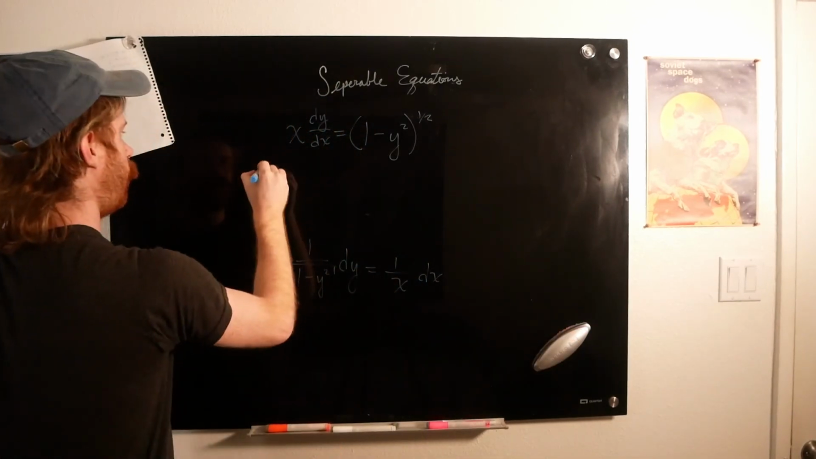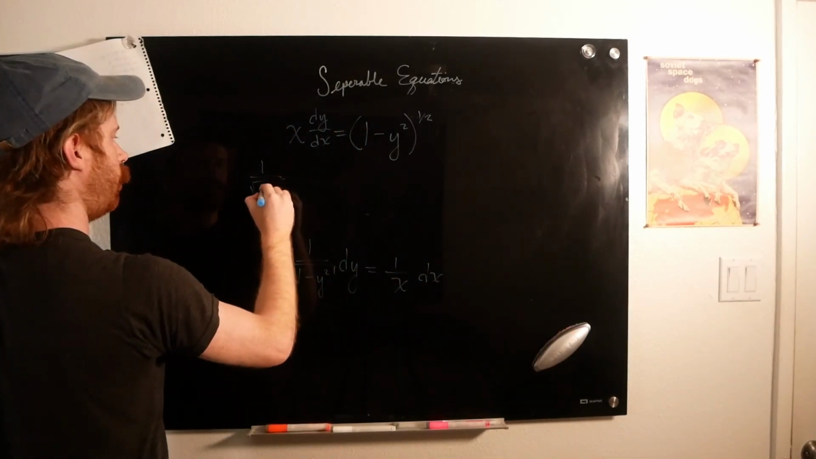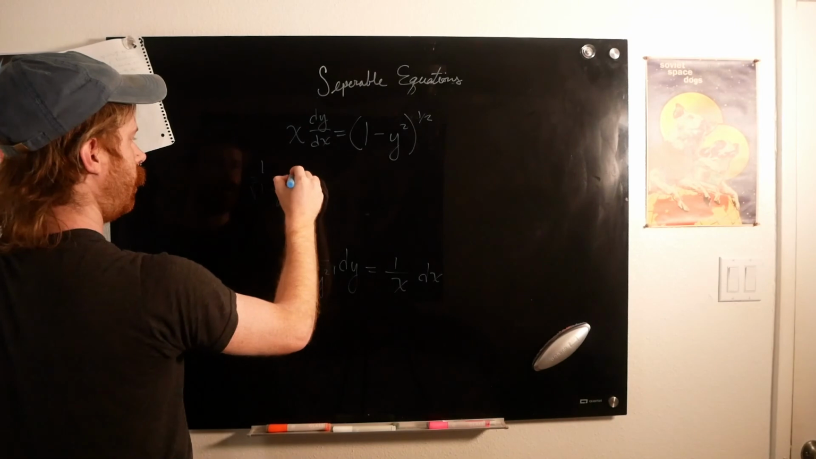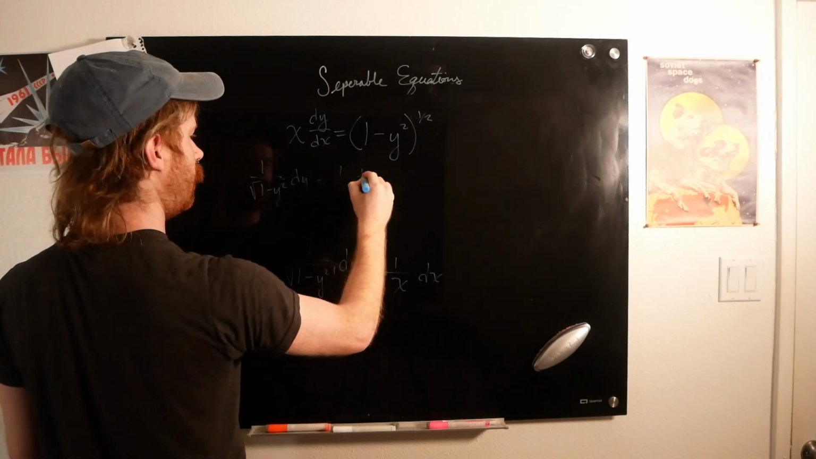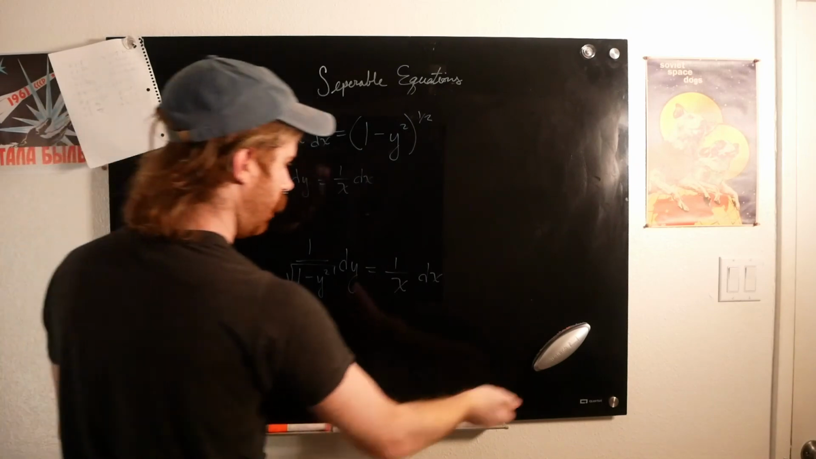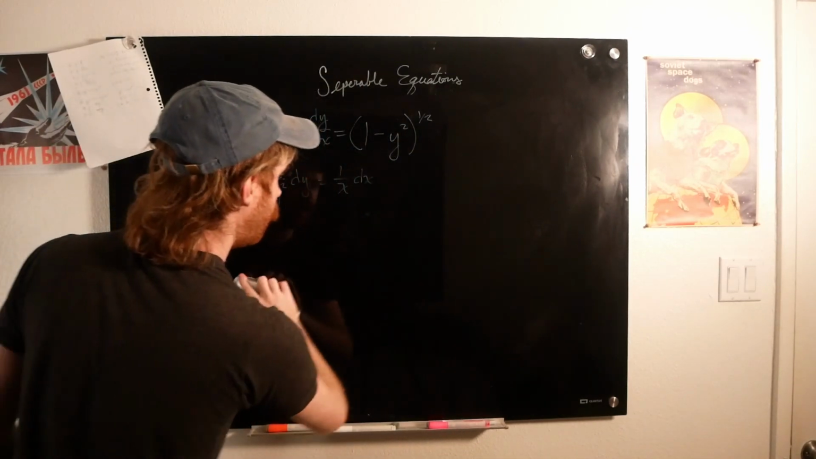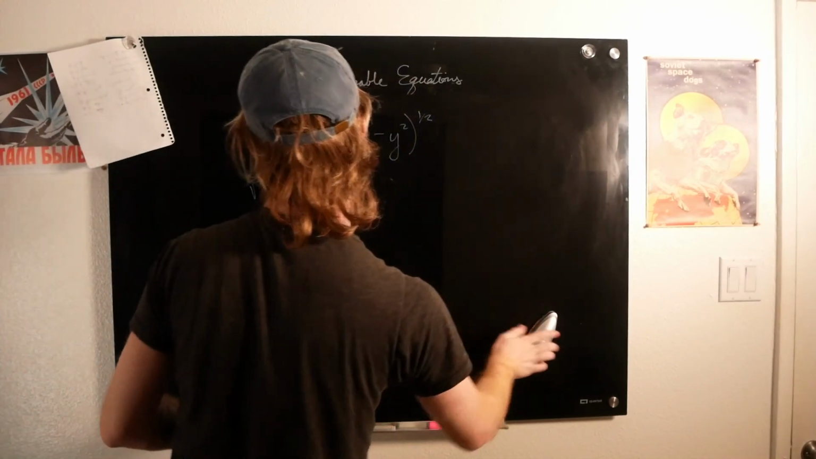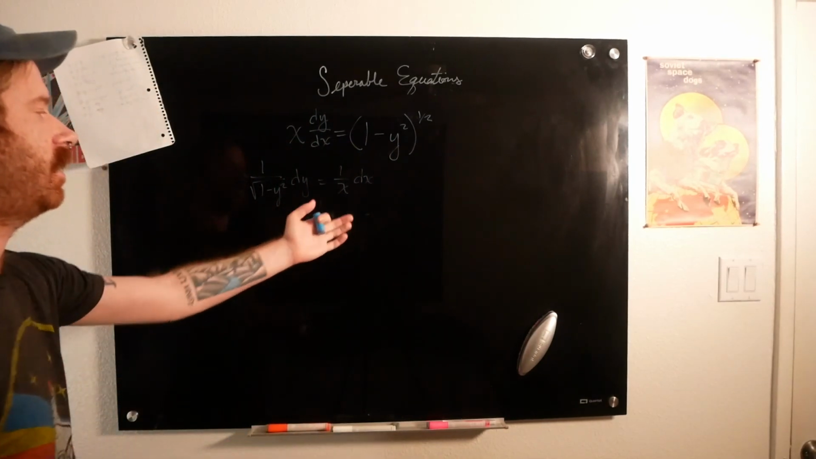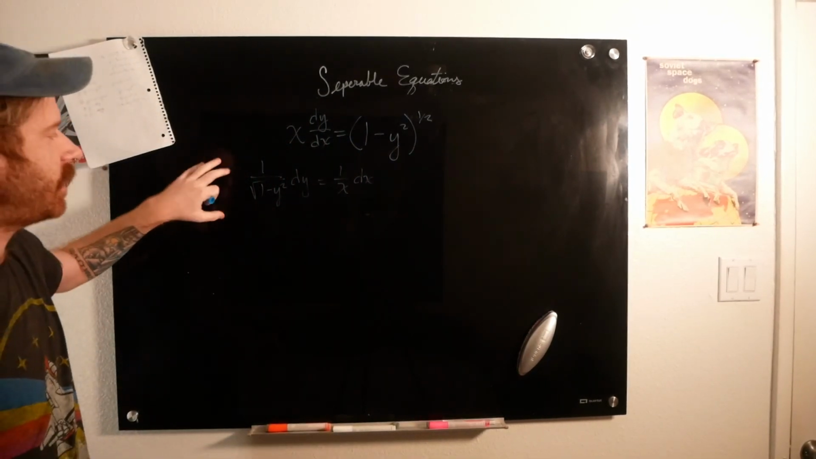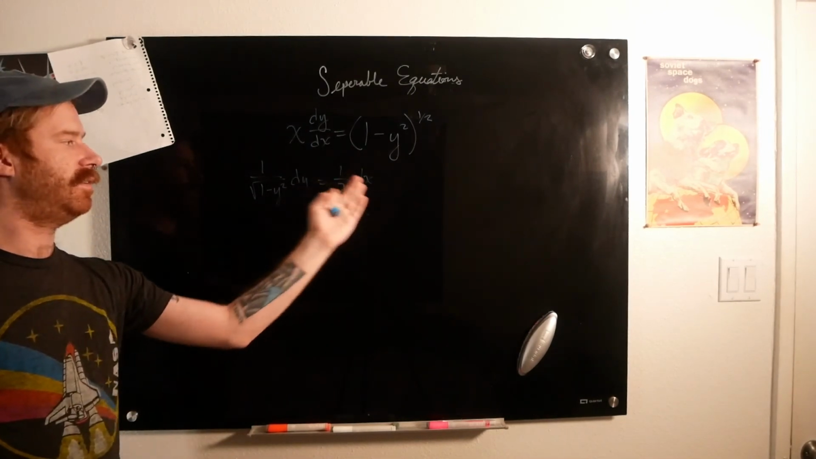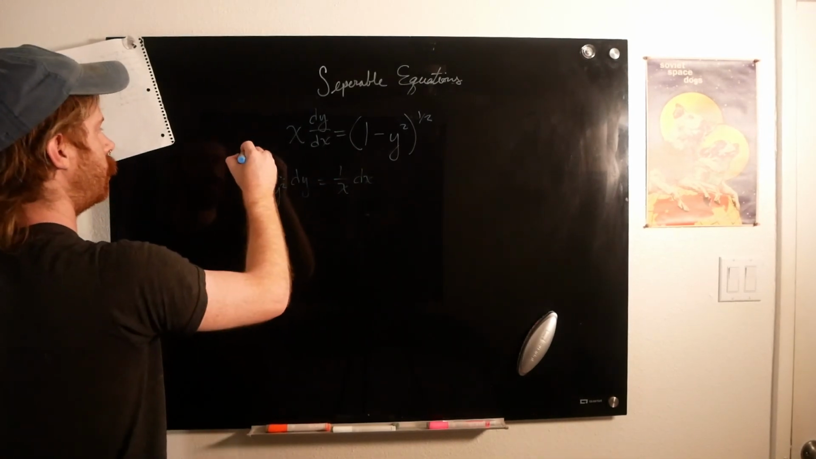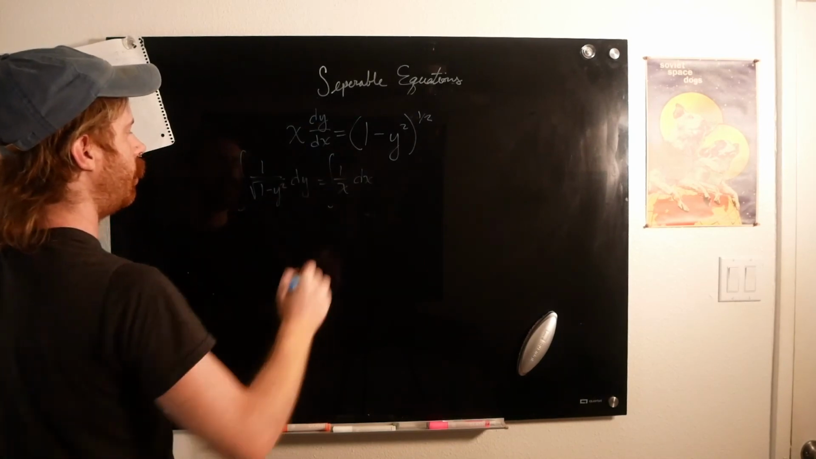So we have 1 over the square root of 1 minus y squared dy equals 1 over x dx. Now, from calculus 2, you should remember there is an identity. We're going to be able to take the integral of both sides here, because this left side is all in terms of y, the right side is all in terms of x. We've got dy on the left, dx on the right. So let's go ahead and integrate both sides.